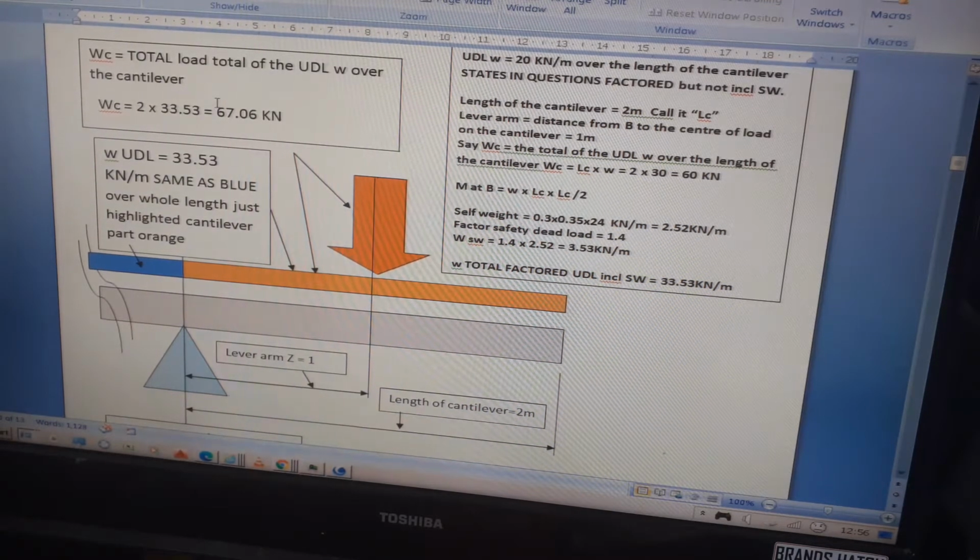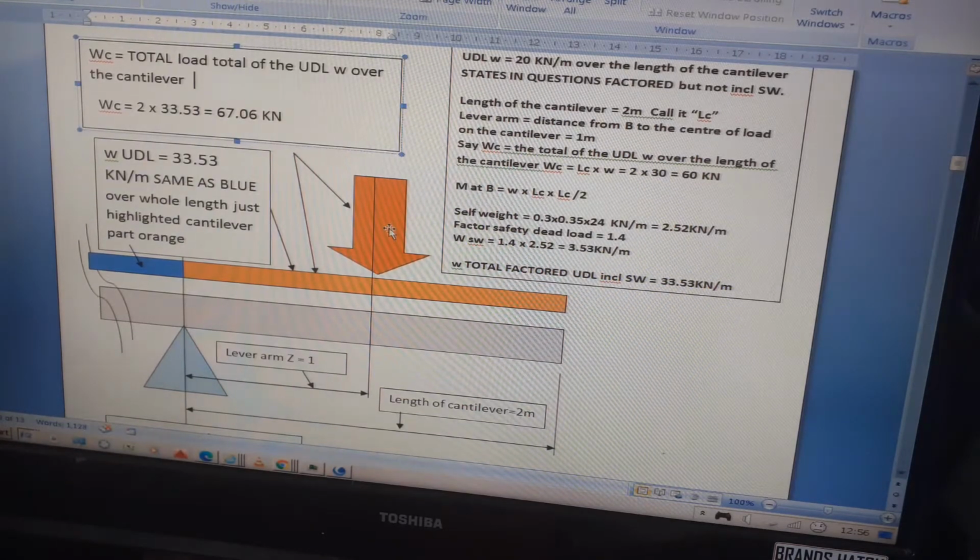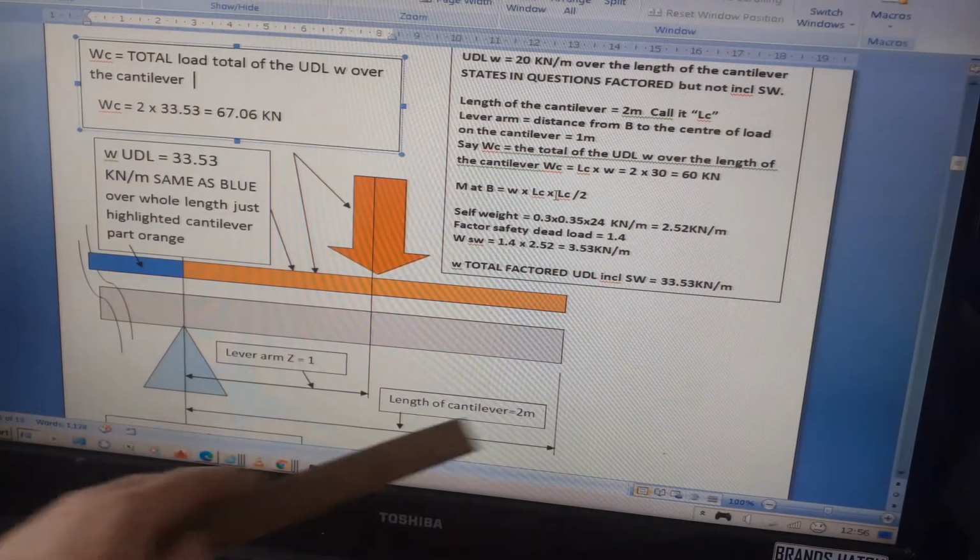Before doing that, the best thing to do is work out the total equivalent point load from the UDL on the cantilever. I've drawn that in orange as well. The big WC, the equivalent total load W over the cantilever, is equal to 2 times 30 plus the self weight, which is 3.53. So that equals 67.06 kilonewtons. Going back to this panel, the lever arm, the length of the cantilever, is 2 meters, from here to here.